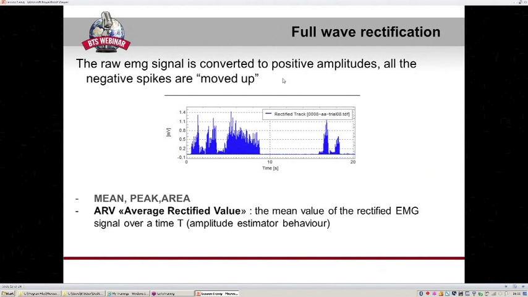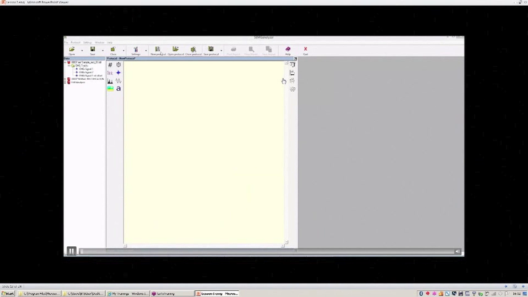So, starting from the rectified signal, the average rectified value, commonly called the ARV, can easily be computed as the mean value of the rectified EMG signal over a time t. And this is sometimes used as an amplitude estimator of the signal. So now I'm going to show you how to perform the full wave rectification within this Smart Analyzer application.